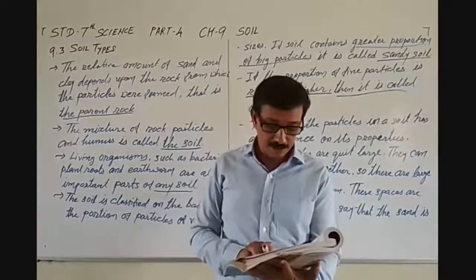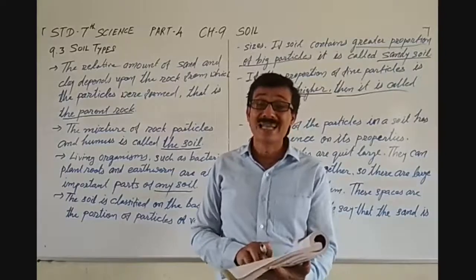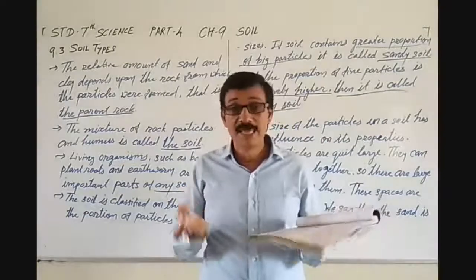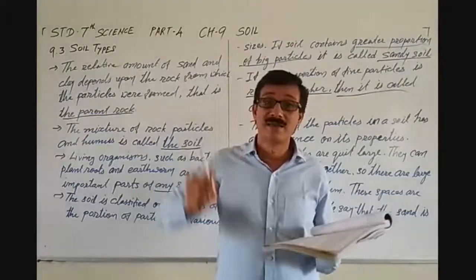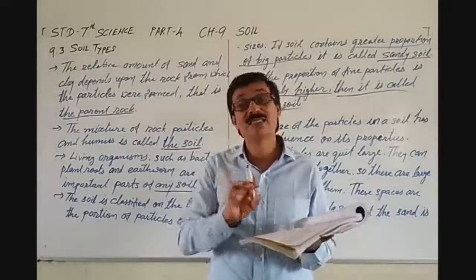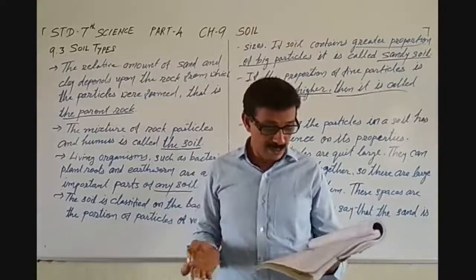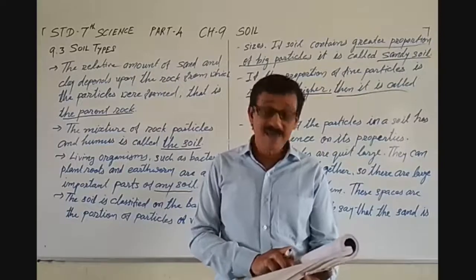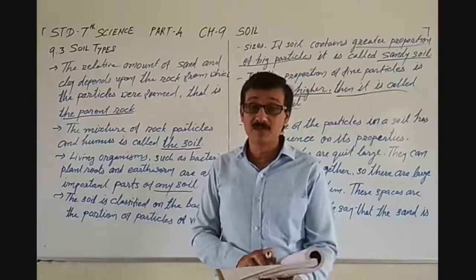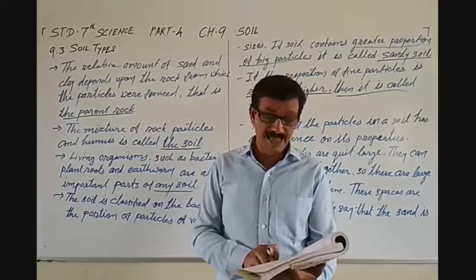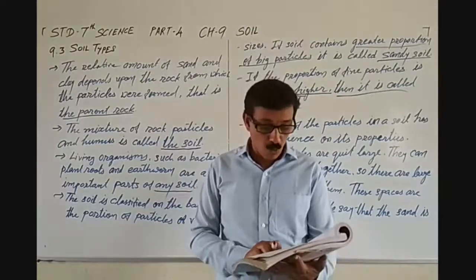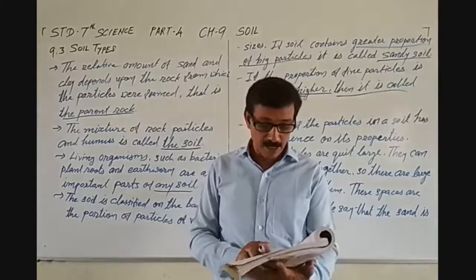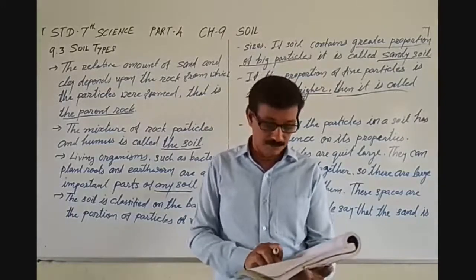So, the sandy soil tends to be light in weight. Why? Because in between there is too much space. That is why it tends to be light. Well aerated, that is what we discussed, well aerated and rather dry. Why? Because water drains quickly from that type of soil. That is why rather dry.